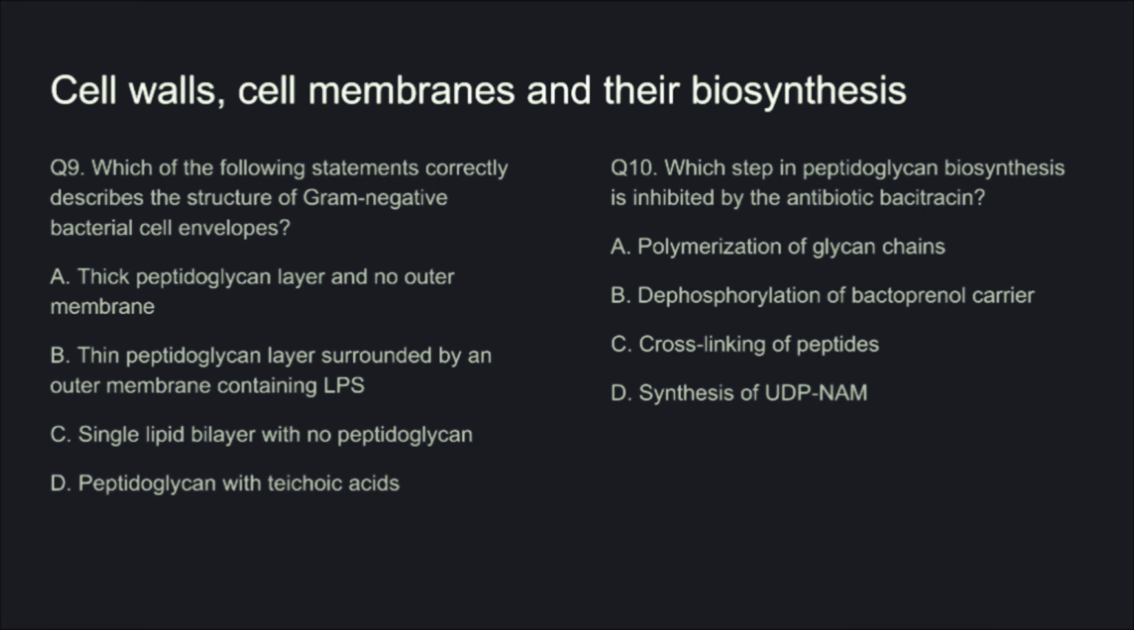Question 9. Which of the following statements correctly describes the structure of gram-negative bacterial cell envelope? Your options are A.